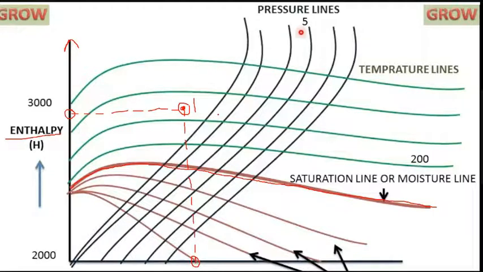Okay, wet steam means the value of x will be less than 1, dry steam means the value of x is equal to 1, and superheated steam means the value of x is greater than 1.